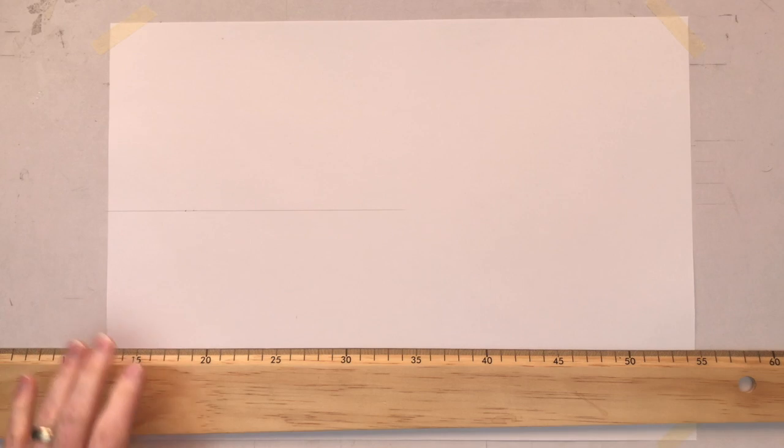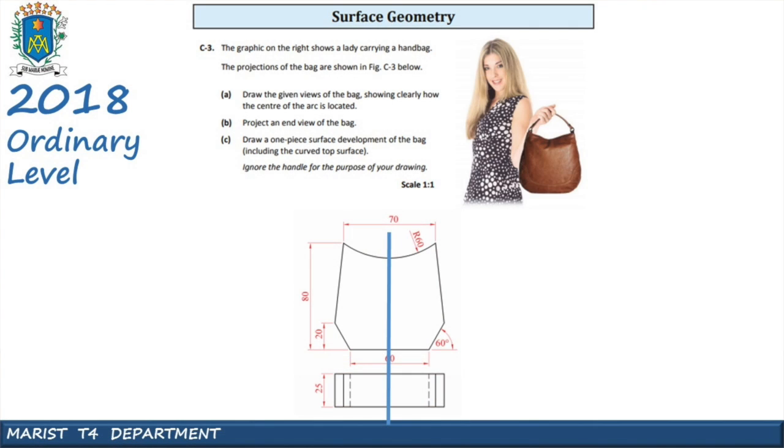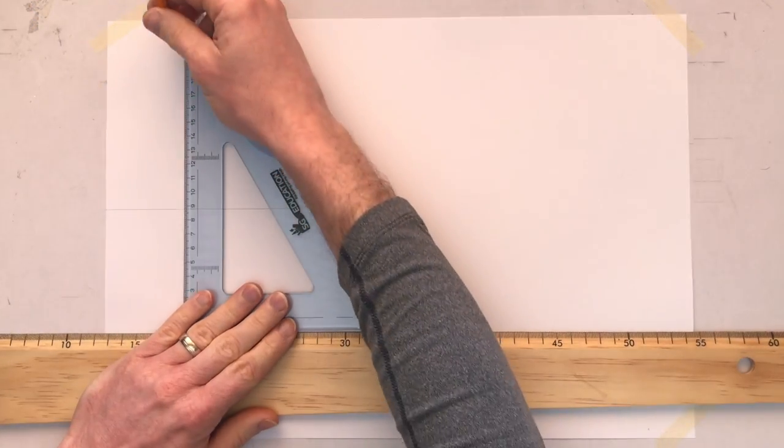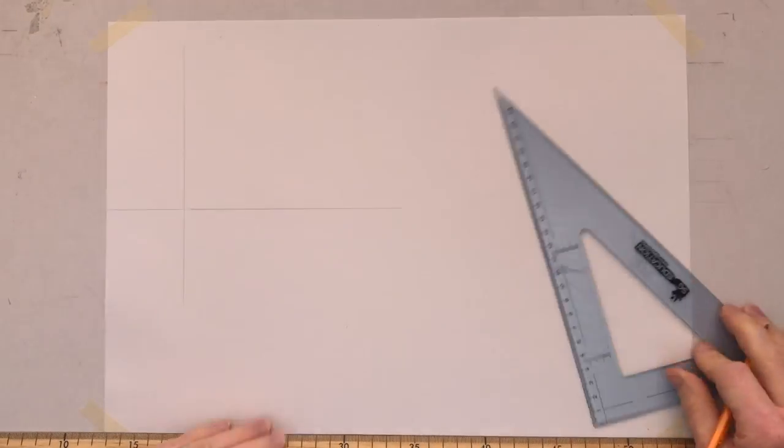Now this question, if we look closely, is slightly different to other questions. We've been given a center line. If we look to the left and right of that center line, it's a mirror image. So we're going to use that center line to help us draw the question. I'm going to draw down a center line here, and I'm going to use that to help with my measurements left and right.